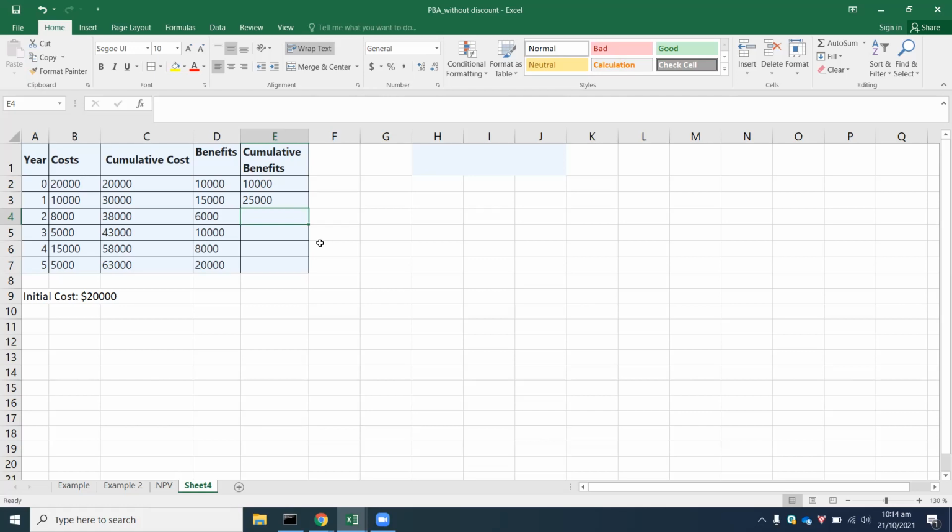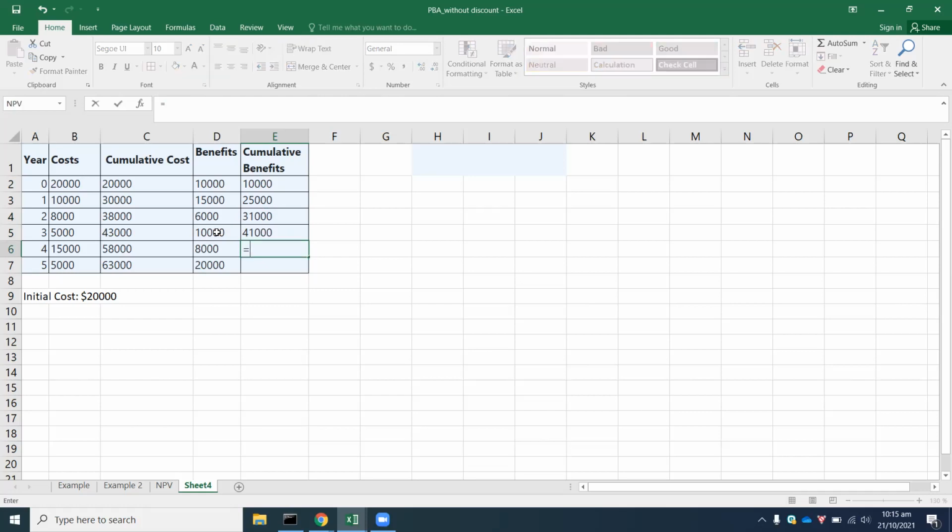So that's where the money is coming in for year 0. Now, total cumulative benefit for year 2 equals total cumulative benefits for year 1 plus benefits for year 2, which gives you a total of 31,000. To find the total cumulative benefits for year 3, it is total benefits for year 2 plus the benefit for year 3, which gives you 41,000.